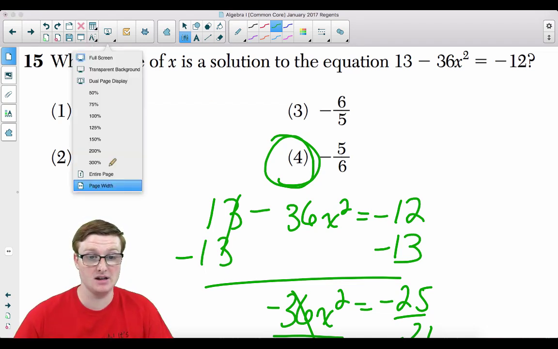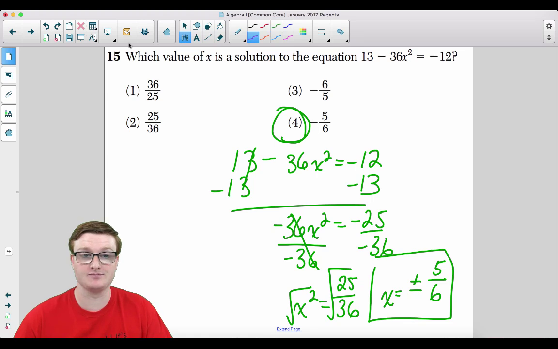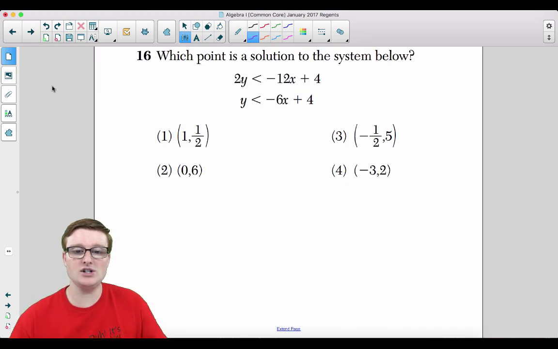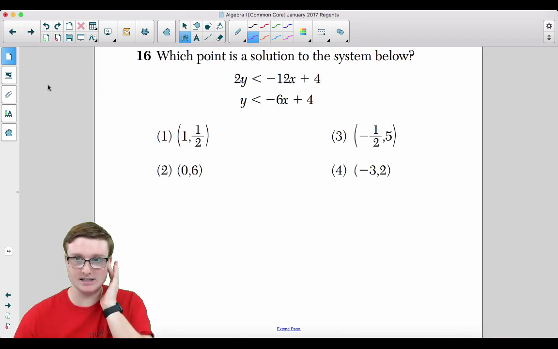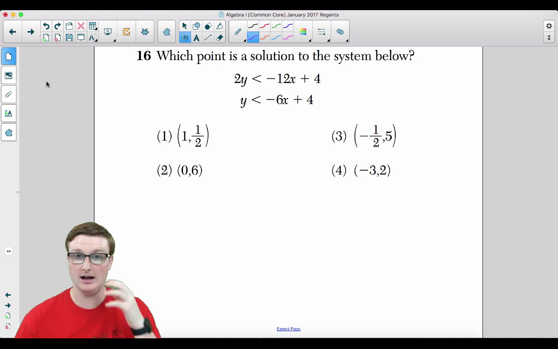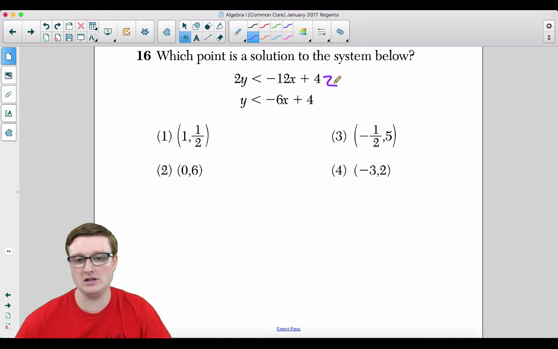All right. Pretty good so far. Moving on. 16. Which point is a solution to the system below? So the best thing to do is just graph this on your calculator. The first thing, actually before we do that, we need to convert this into y equals mx plus b form.